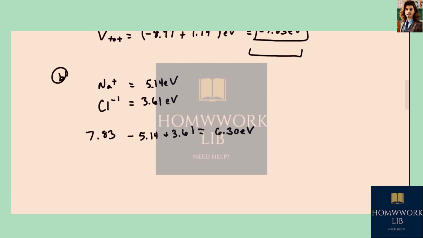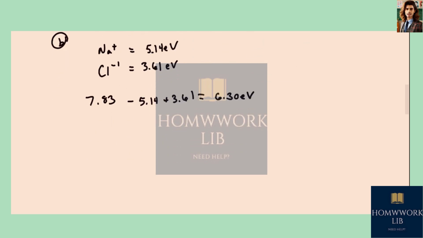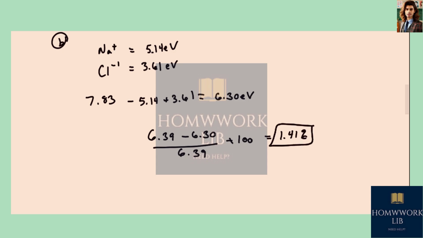And we're not quite done. We're just going to find the percentage error. And we got 3.9 minus 6.3, divided by 6.39, and times 100. And we get 1.41% for the percent error. And that's the end of this question.